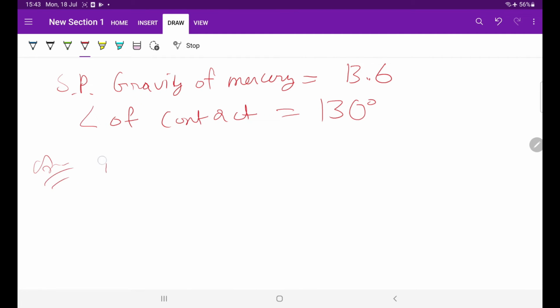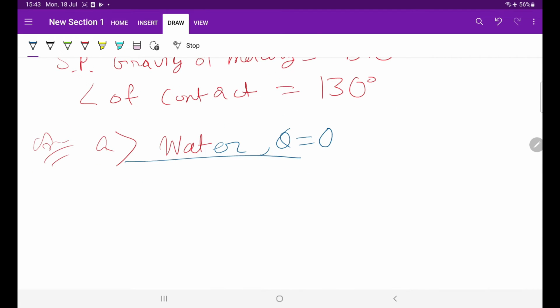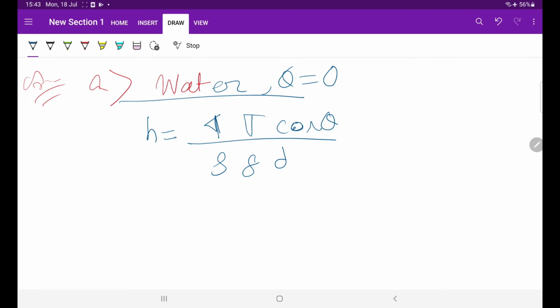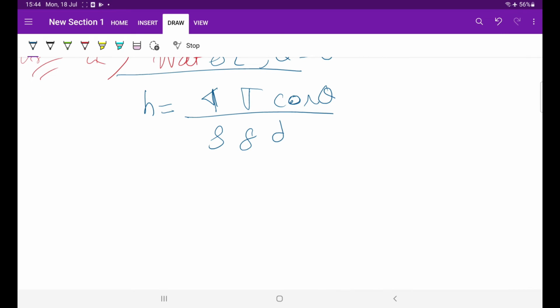First of all, let's answer A. In A the material is water, so theta is equal to 0. Write the formula again and again so that you can remember: 4, which is common, sigma cos theta, here cos 0 is 1, by rho g d, right? This is the formula. Also remember that 4 sigma by d is for the normal water droplet, P equals 4 sigma by d, so that was also a formula. 4 sigma cos theta by rho g d is the height.